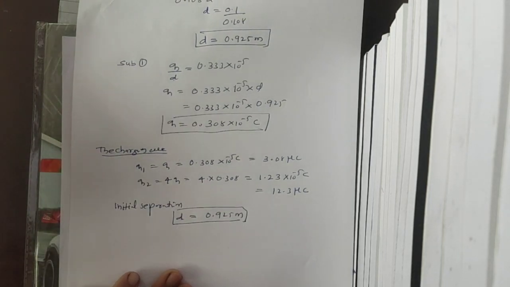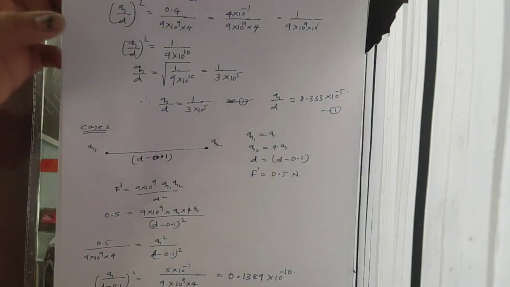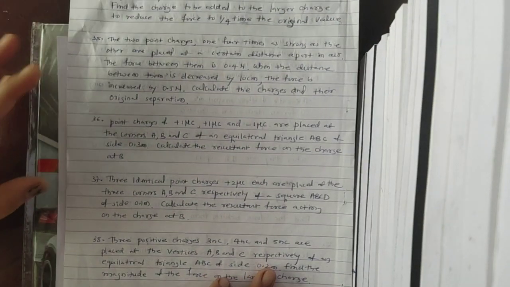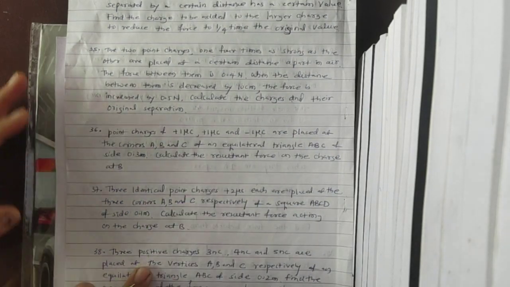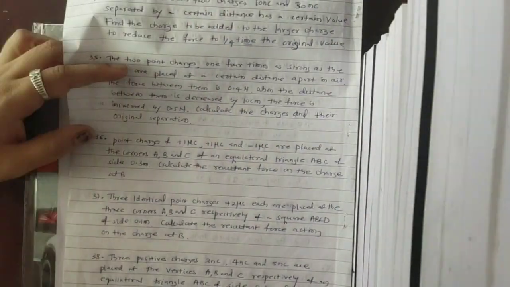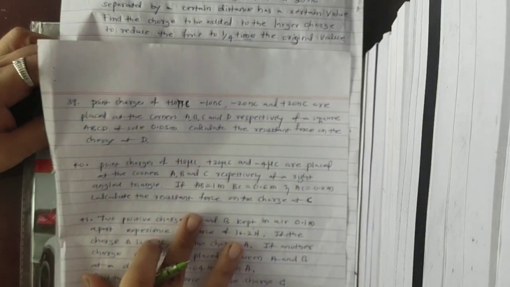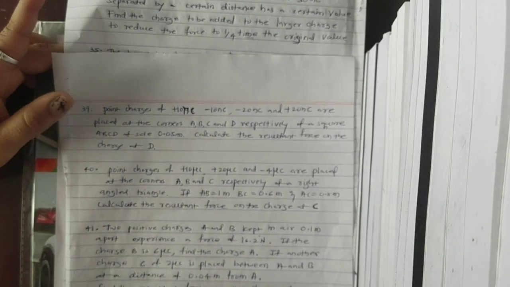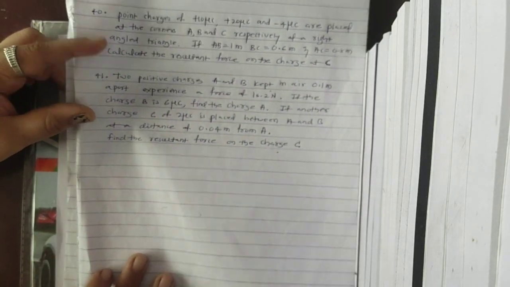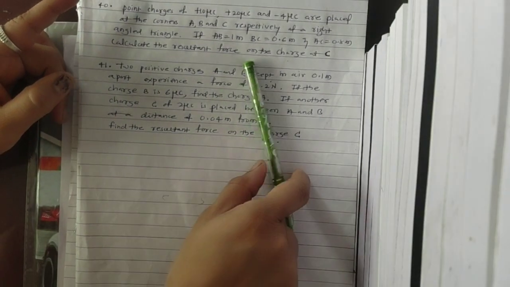This is the 35th problem. So the remaining are 36, 37, 38, 39, 40, 41. Still 6 problems are remaining, so we will solve them in the next video.